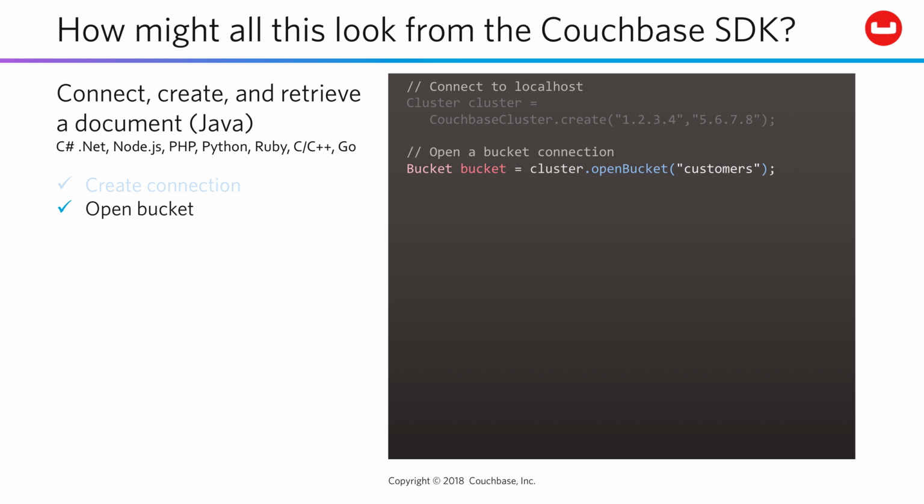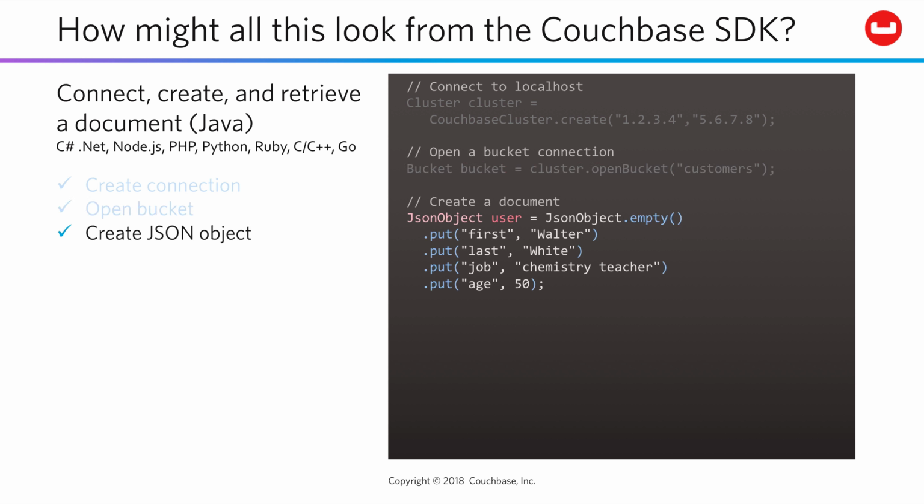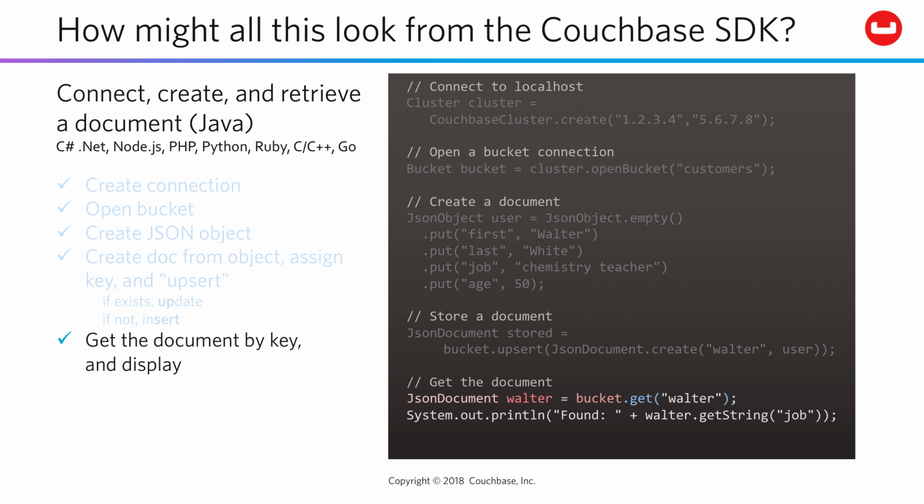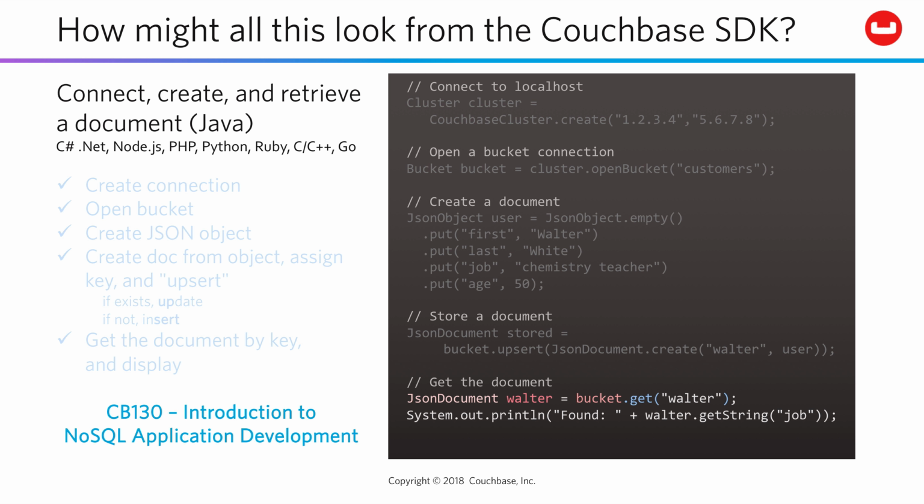Then you open your desired bucket. You create a JSON object in some way relevant to your application. You create and assign an ID to that document, then pass it to the bucket. Here, an upsert operation will create the document or update it if it already exists. Once it's there, you can get that document by its key and access its values using an approach that's appropriate for whatever language you are using. To learn more, check out our free online language-specific API courses.